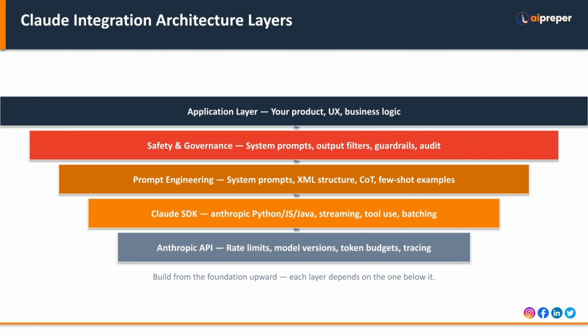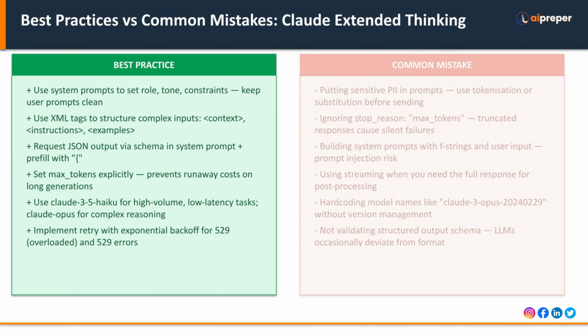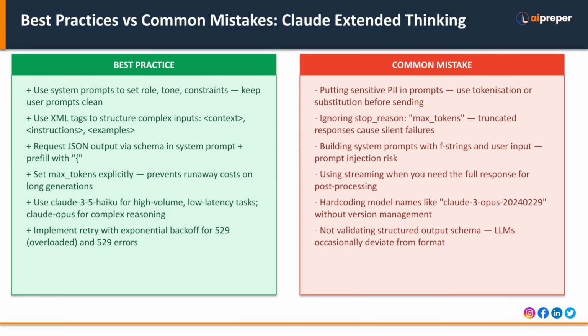Layers include the Claude SDK, prompt engineering, and safety and governance. Follow best practices like using system prompts and XML tags for structure. Avoid common mistakes, such as including sensitive PII or ignoring the stop reason on truncated responses.